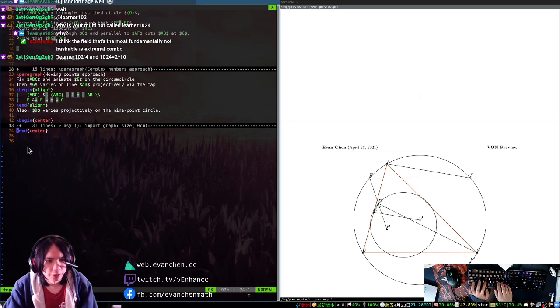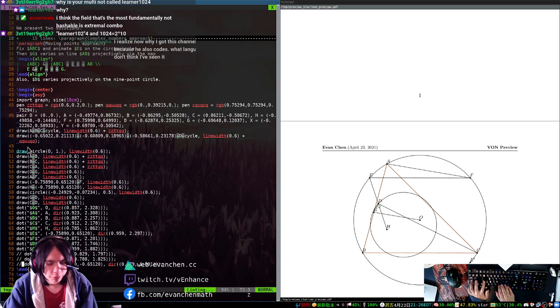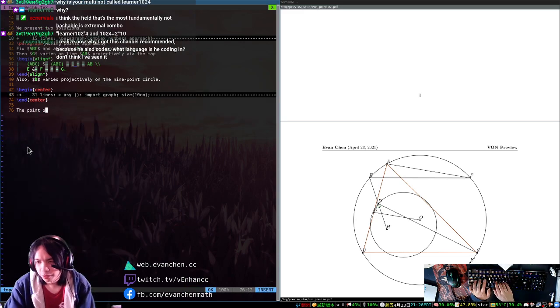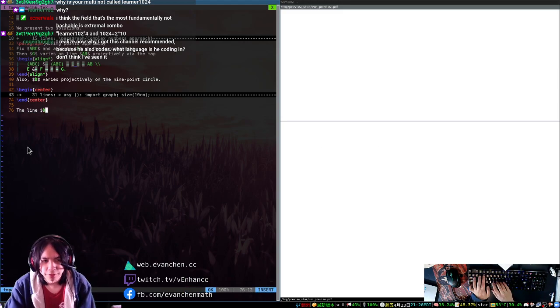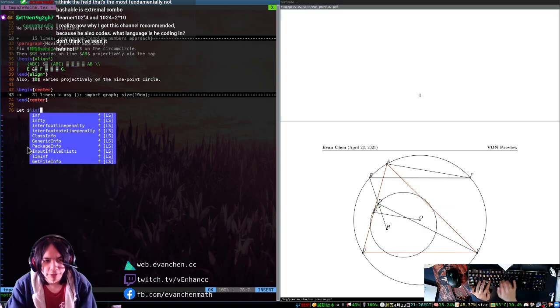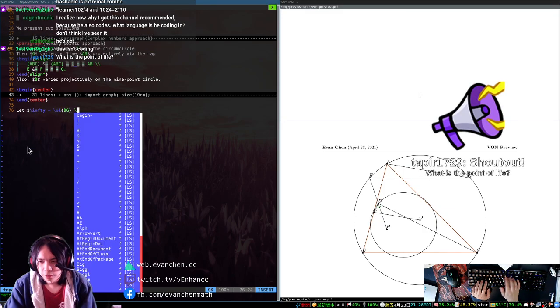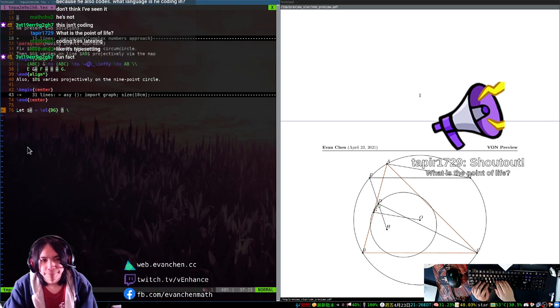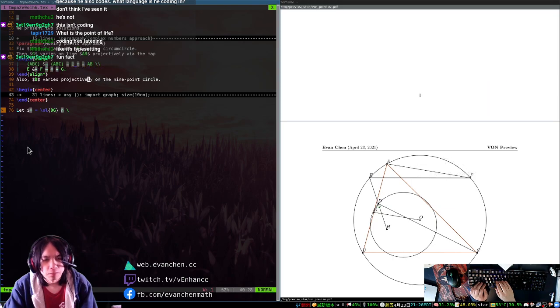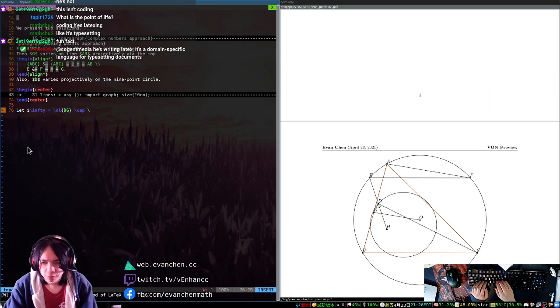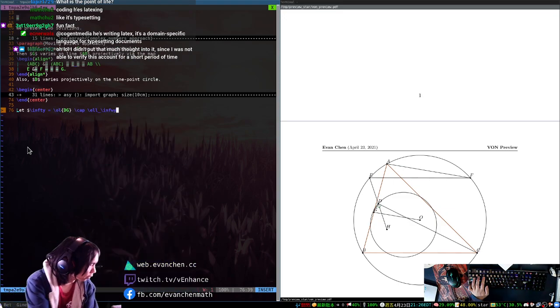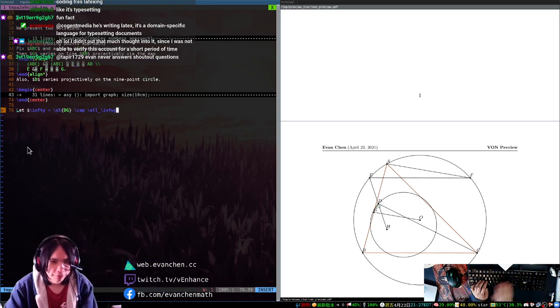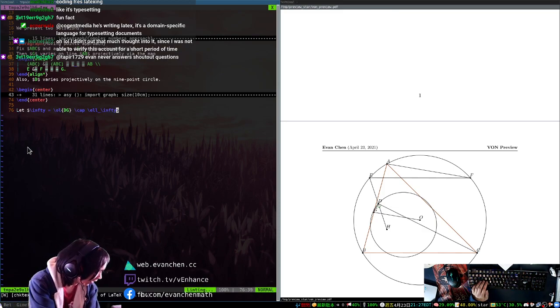Oh, there's also point E prime that I don't need at that point. The point E, what do I say? Line DG infinity equals DG cap, which is degree L infinity. Shout out to what is the point of life from Taper.